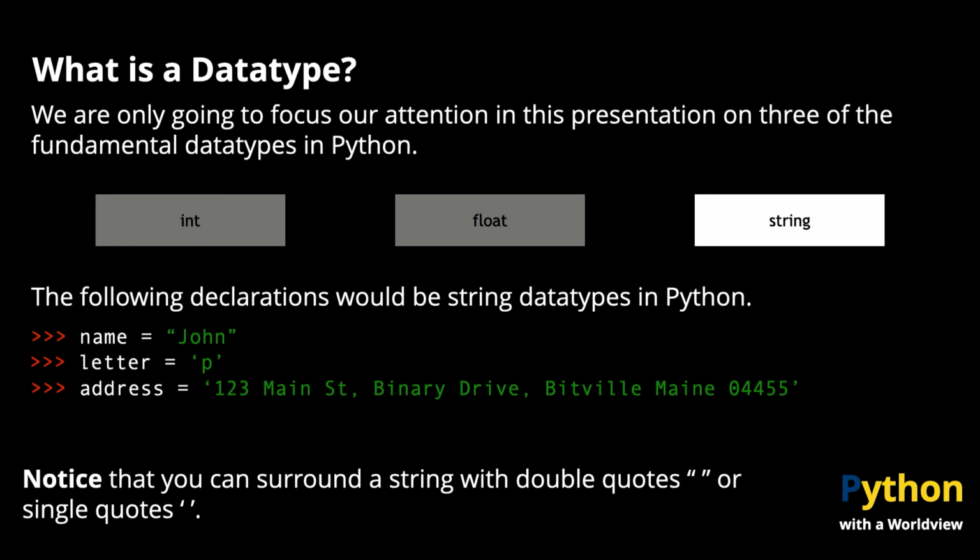Now, notice in Python that you can surround a string with double quotes or single quotes. Python is very forgiving. What you can't do is begin with one and end with the other. If you begin with a double quote, you have to end with a double quote. If you begin with a single quote, you have to end with a single quote. And if something is not surrounded with quotation symbols, then it's not a string in Python. That's important to know.